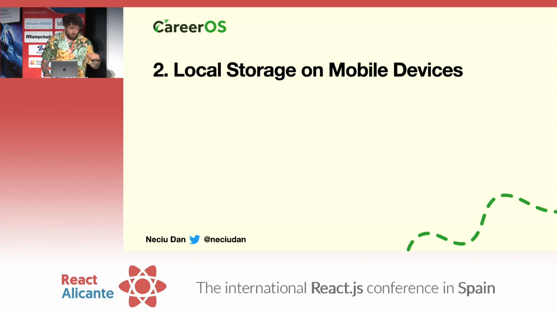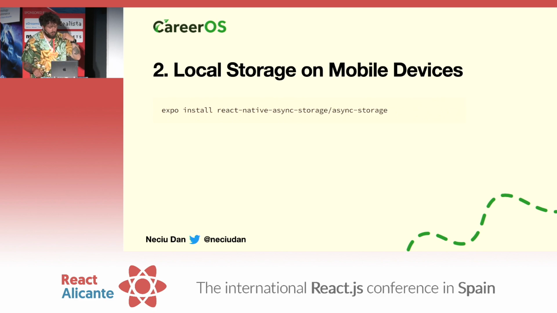But when I build the app and use it on an actual phone, I realized that the bearer was not saved. I was sending an empty string every time. So again, in mobile, there's no such thing as local storage. So you have to use a package called React Native Async Storage.